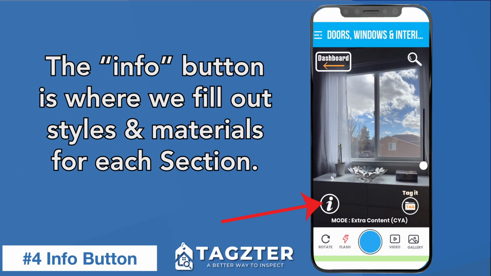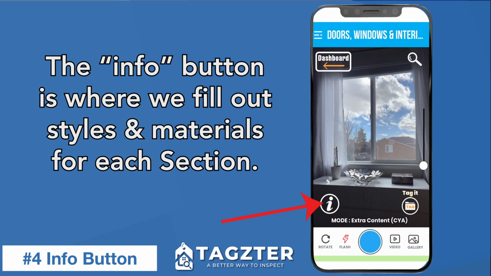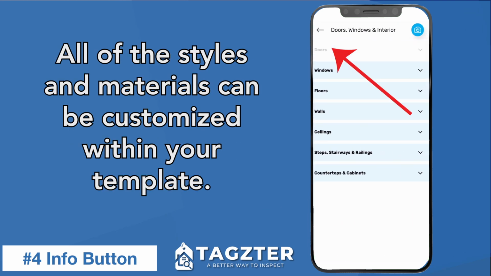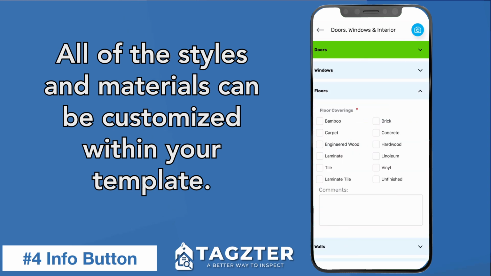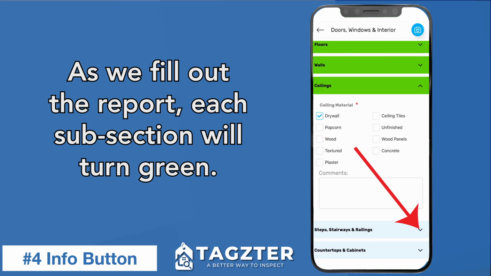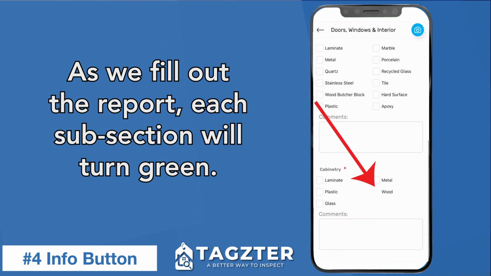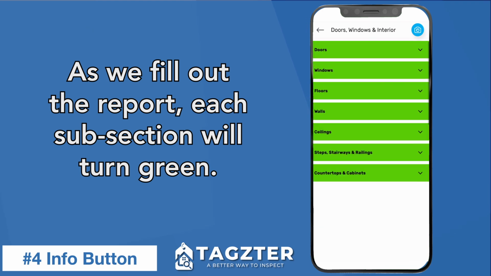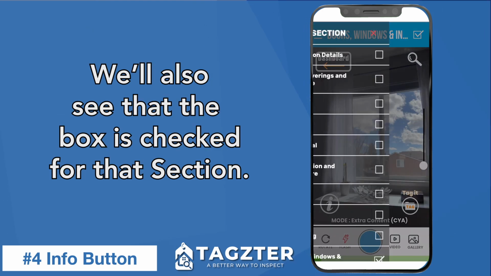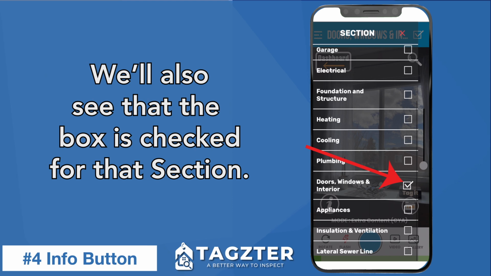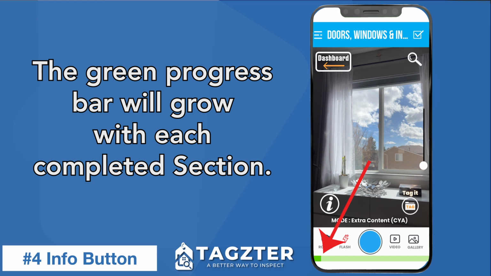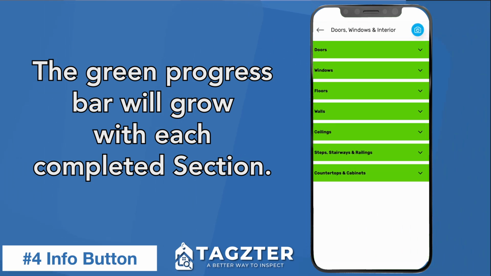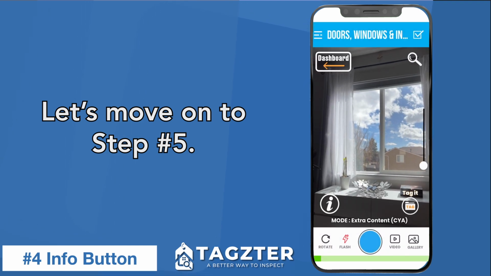The Info button is where we fill out all the styles and materials for each section of the report. Tagzter comes preloaded with the sample template, but every part of it can be customized to your preferences and wording. As you fill out the information for each section, you'll notice the subsections turn green. When a section is completely filled out, you'll see a checkbox next to the section title. You'll also notice that the green bar at the bottom of the screen advances as you complete each section. Let's move on to step 5.